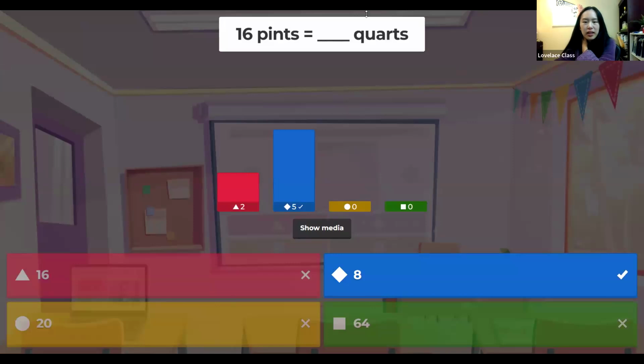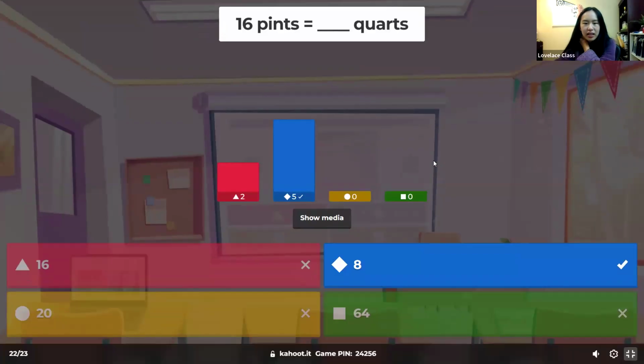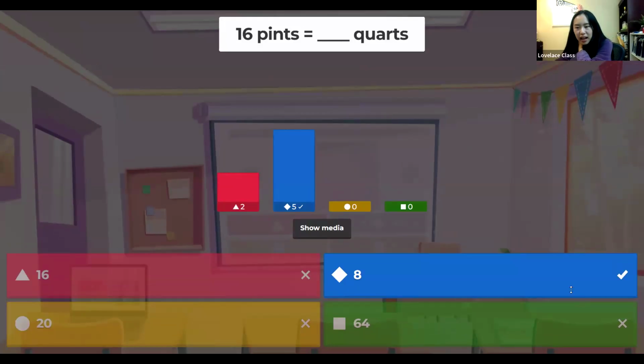Were you able to click on something? No. Hopefully. Okay, so I'll give it a second, so hopefully your screen can unfreeze if it's not unfrozen already. But yeah, so 16 pints. If 1 quart is 2 pints, then we do 16 divided by 2 to get us 8 quarts.